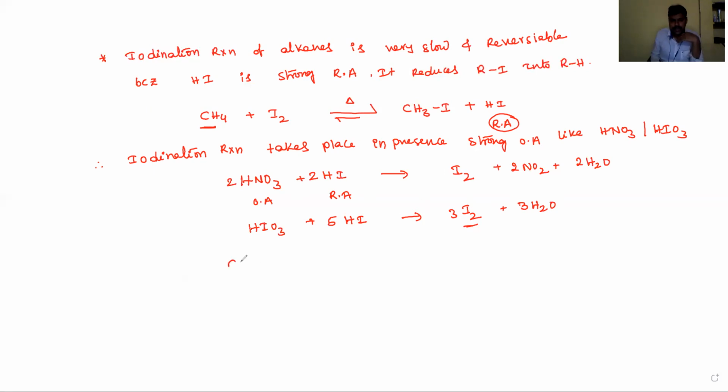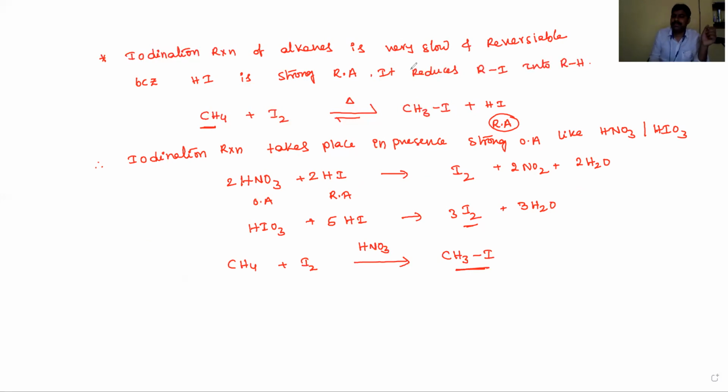That's why CH4, an alkane, on iodination, we need to carry out this reaction in the presence of oxidizing agents. Then there is no reversible reaction, and the product is CH3I. Again, the byproduct will be oxidized by HNO3 into iodine only. Then the final product we get is methyl iodide as the major product, dear students. Because iodination reactions are very slow and reversible, these reactions are carried out in the presence of oxidizing agents. It's a very, very important point, dear students.